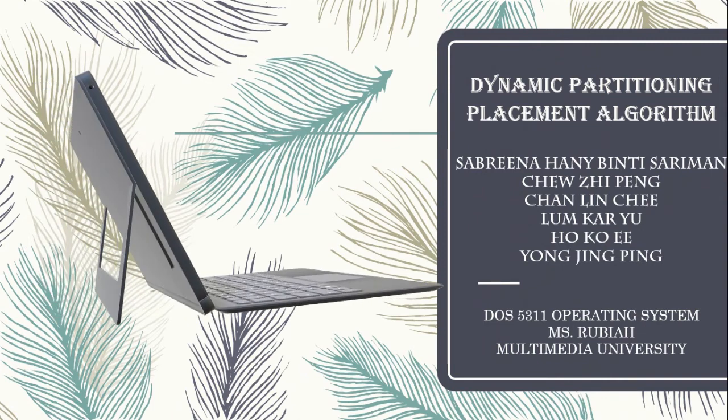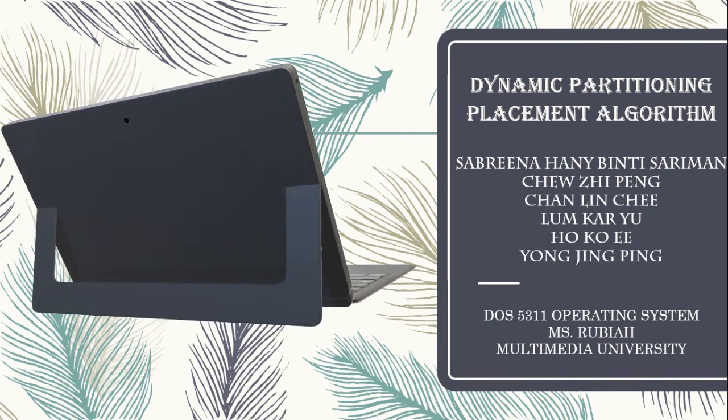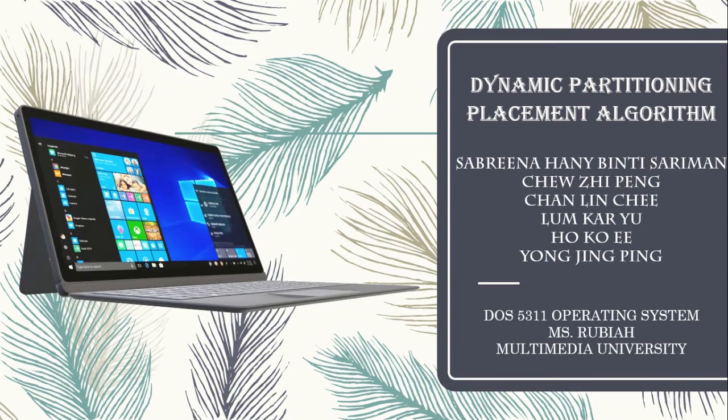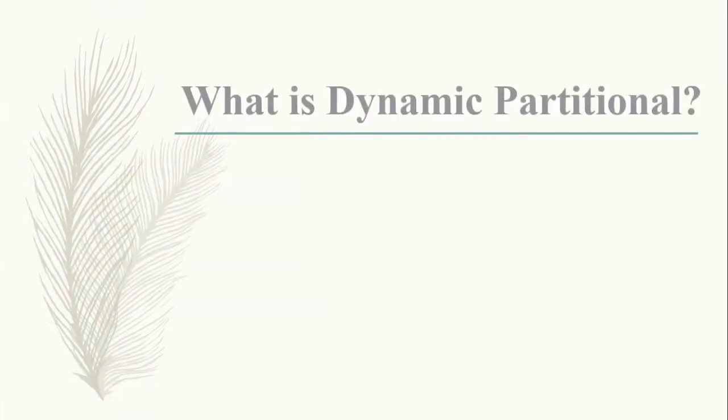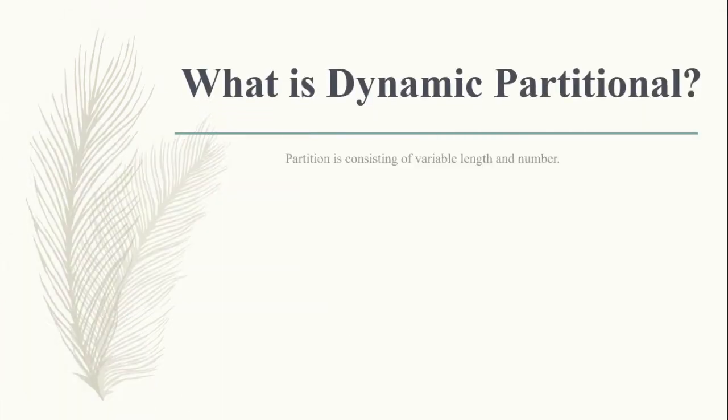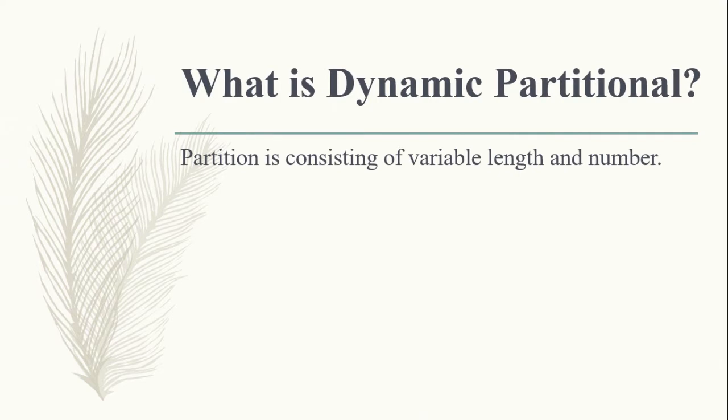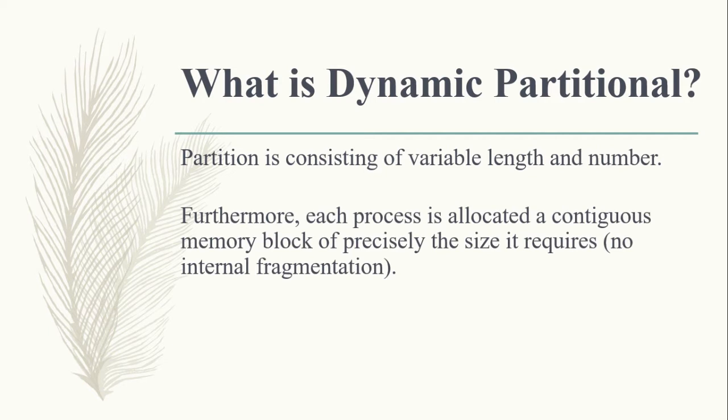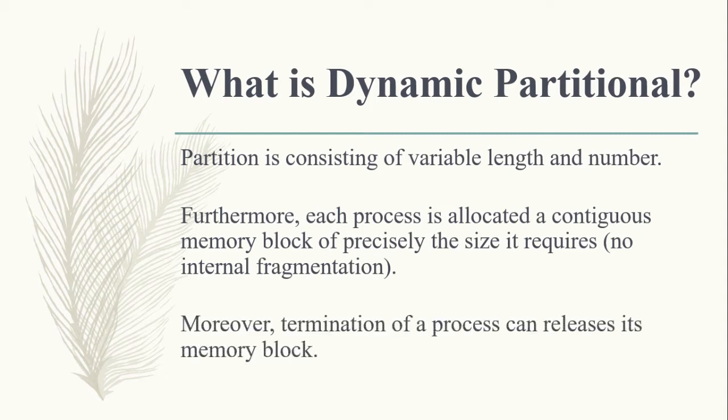In this video, we are going to learn the dynamic partitioning placement algorithm. What is dynamic partitioning? Partitions consist of variable length and number. Furthermore, each process is allocated a contiguous memory block of precisely the size it requires, which means no internal fragmentation. Moreover, termination of a process can release its memory block.